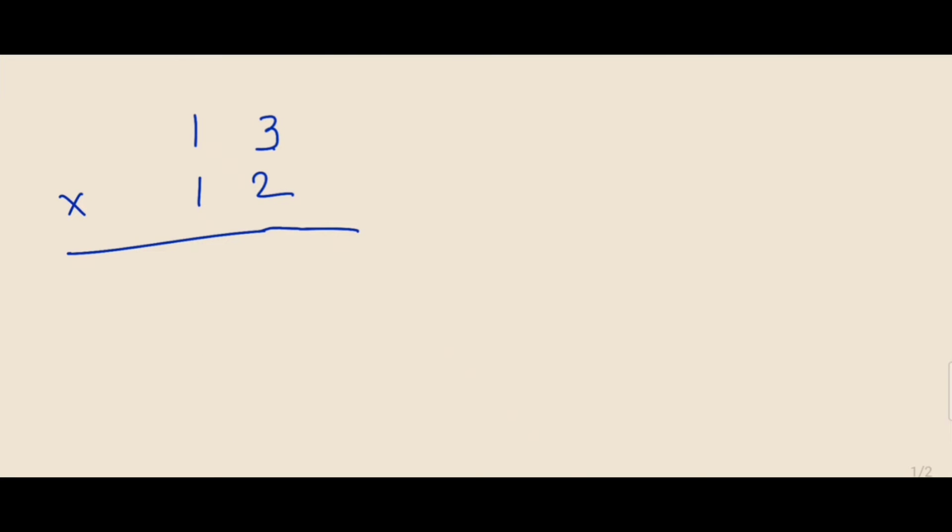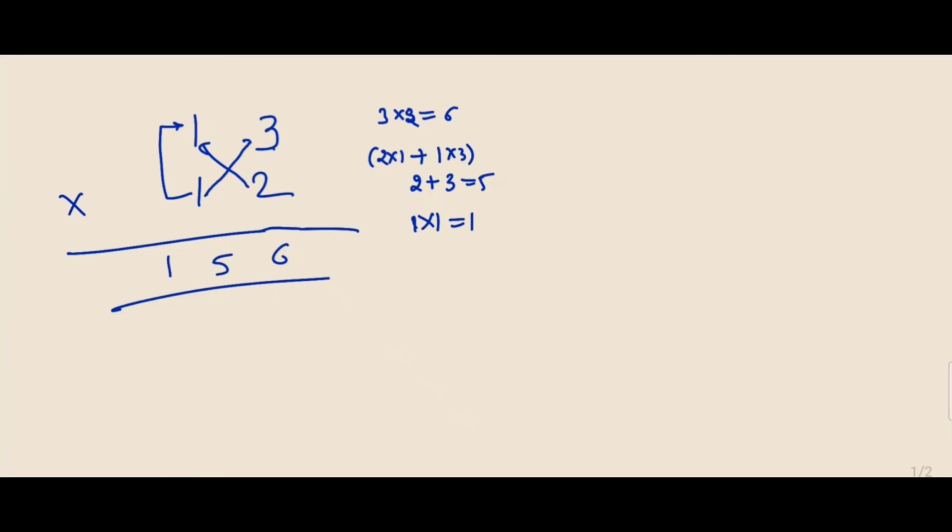Step 1 is we have to multiply this 2 with 3, we'll get 6. So here 6 will come. The second step is we have to multiply this 2 with 1 and then add the multiplication of this 1 with 3, 1 into 3. So my answer will be 2 plus 3, which is equal to 5. Here 5 will come. And the last step is we have to multiply this with this, 1 into 1, which is equal to 1. So my answer is this. Let me take one more example.